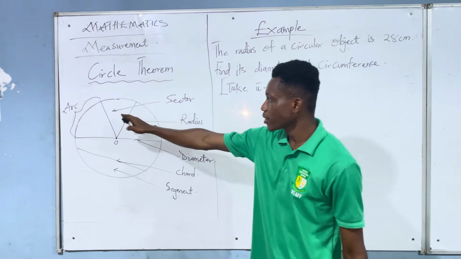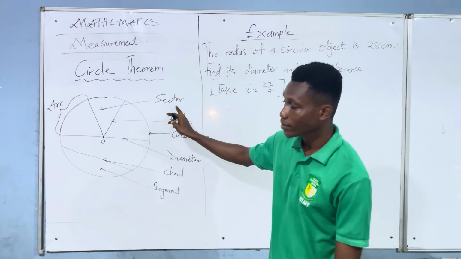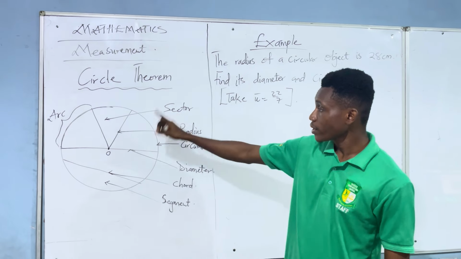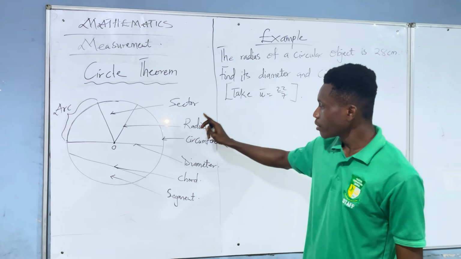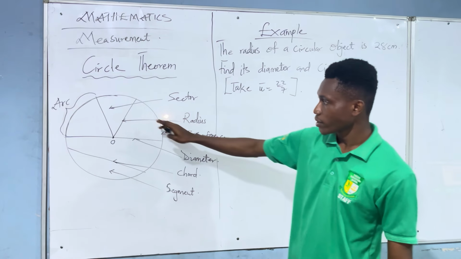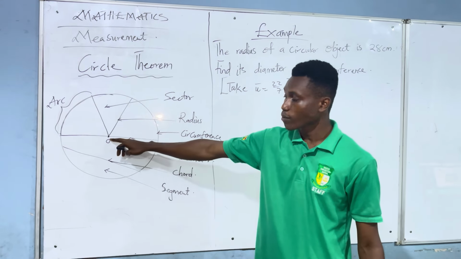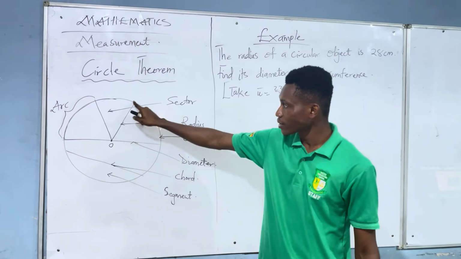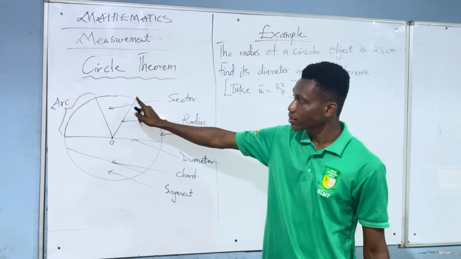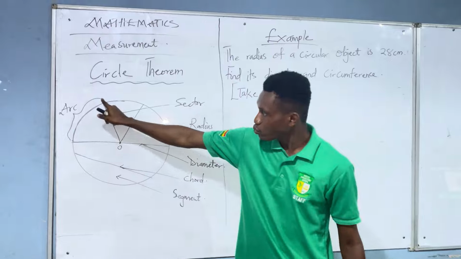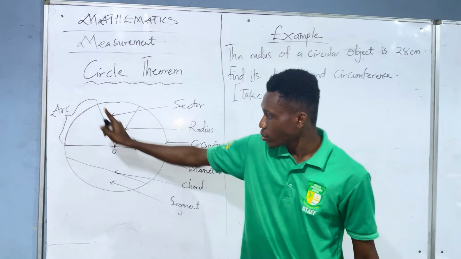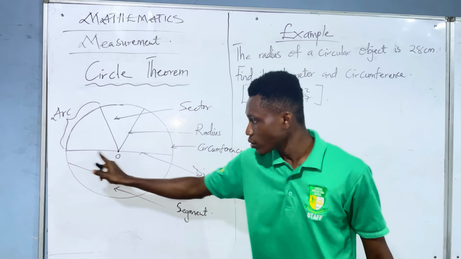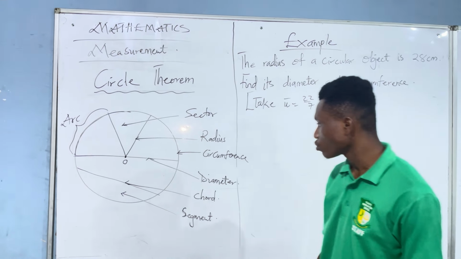So you can see from the diagram that this area is called a sector, and the sector is the area between two radii. And we also have the radius, and the radius is the distance from the center to any part of the circumference. This one touches the circumference at this direction. This one too touches here, so they are all radii. From this center to here too is a radius. From here to here is a radius. From here to any part is also a radius.